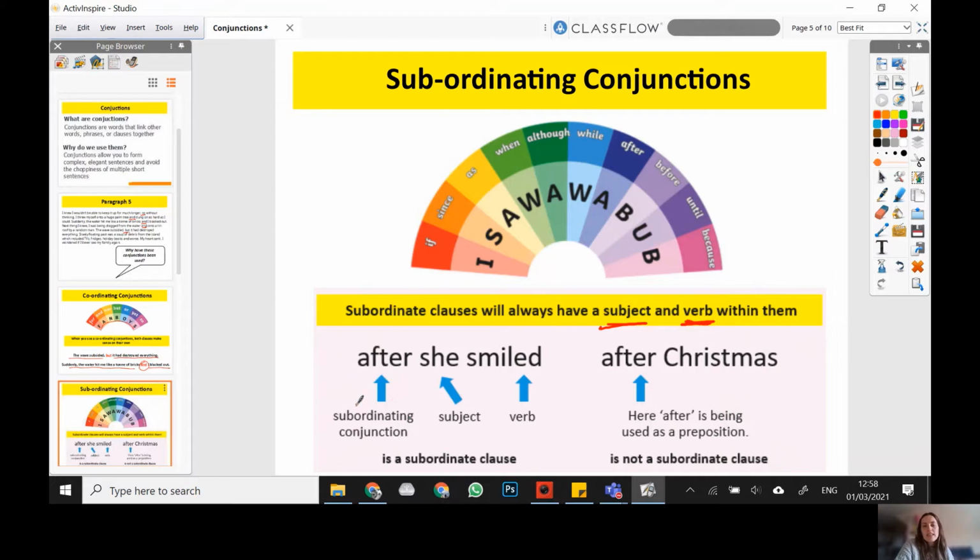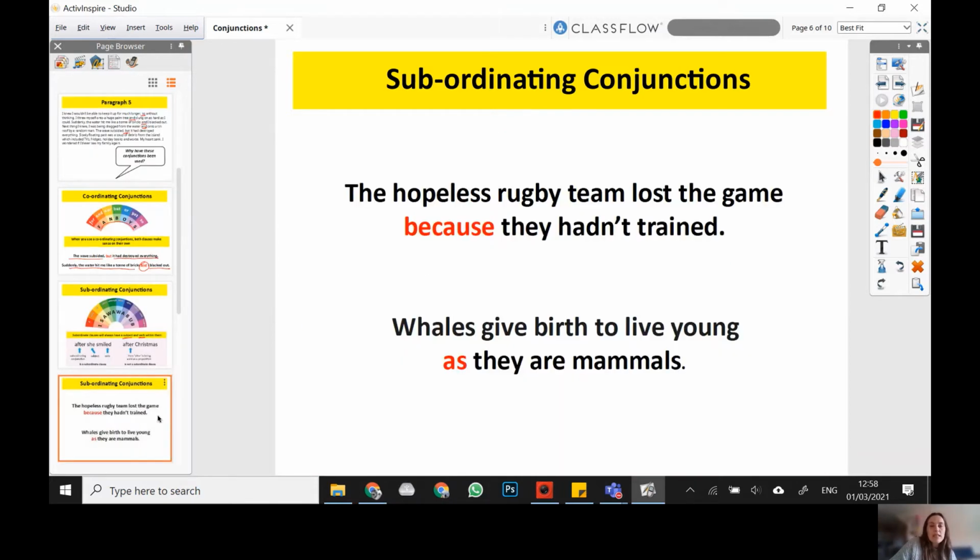After is the subordinating conjunction, it's joining it. So this would come in the sentence, okay? She clapped her hands after she smiled, okay? Subordinating conjunction, it has a subject, so a person or an object or something, and a verb, an action in there. Versus this one here is not a subordinating clause because after is being used as a preposition. It does not have both a subject and a verb. Okay, so let me give you some examples of subordinating conjunctions.